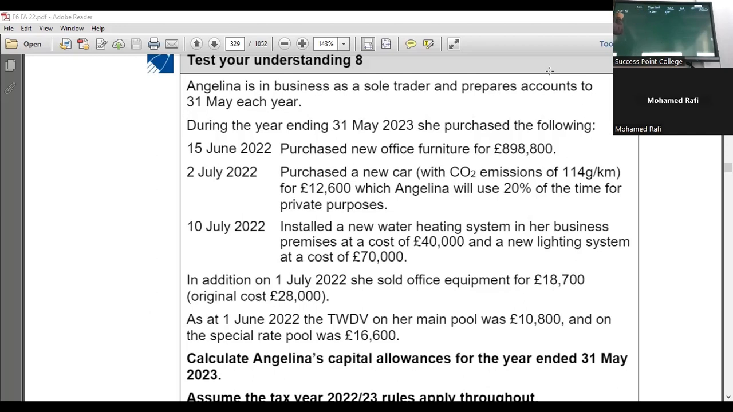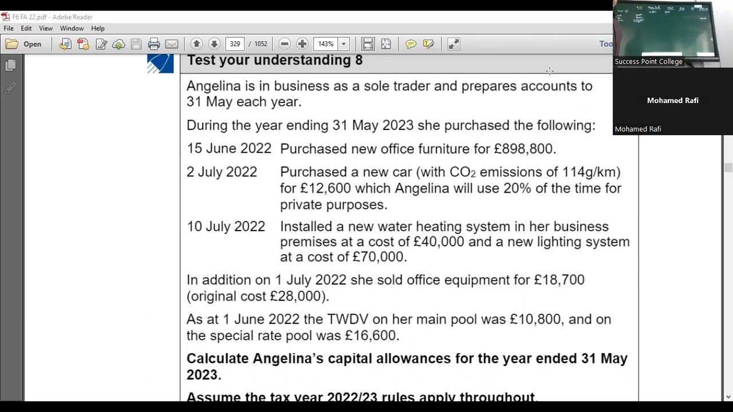So water heating is 40,000 and new lighting system is 70,000. So we will claim the whole amount as AIA, which is 110,000. Right? So 110,000 is claimed.